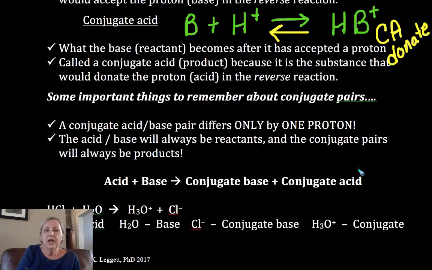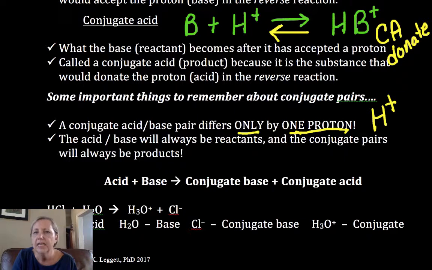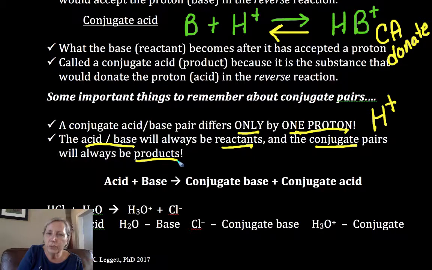Okay? Now, here's the key here. An acid and its conjugate base, or a base and its conjugate acid, differ by only one H plus. It's kind of like they're playing hot potato with this H plus, tossing it backwards and forwards to one another. Okay? If it's in a reaction, the acid-base terminology is used for reactants. The conjugate terminology is going to apply to the products.